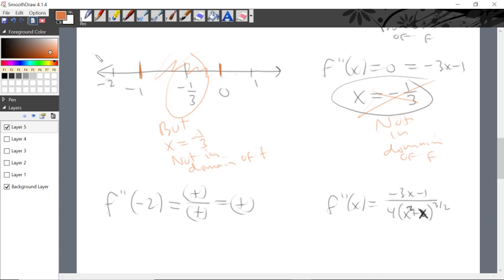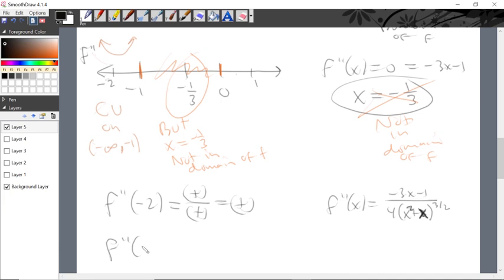Therefore, since we're talking about the second derivative now, the function is concave up at negative 2, and hence it is concave up on the interval from negative infinity to negative 1. That is an open interval. No change in concavity there.